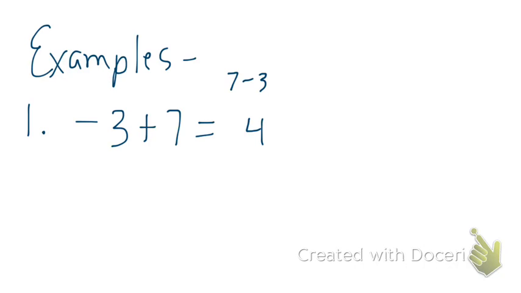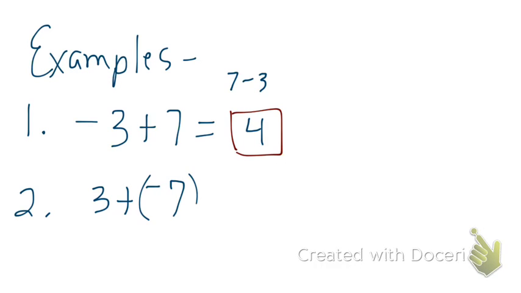4. Again, if we think in terms of debt, if you owe $3 but you have $7, then you're going to be in the positive. And in this case, that would be 4. Let's move on to another example.